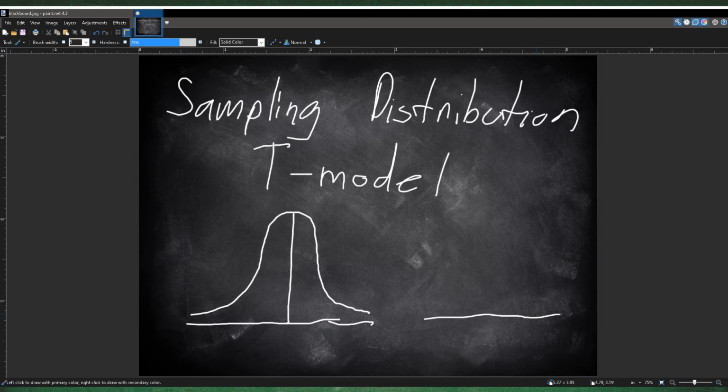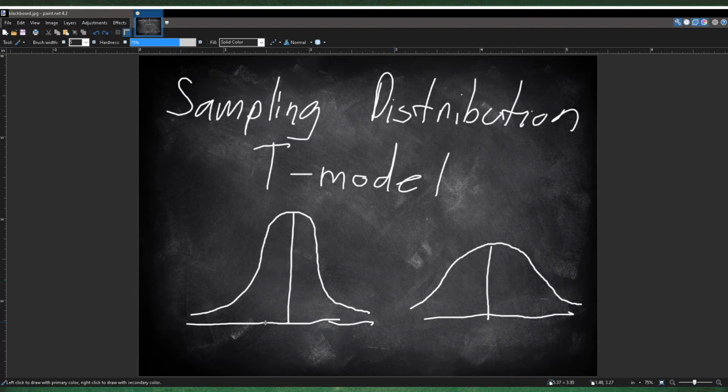While a normal model looks like this, a T model is more flattened. It looks something like this, right? While this has a really steep curve up, this one is less steep because T models are focusing on means, so they're a little bit more spread out. A good thing to know is that Z models' standard deviations are less spread out than T models'.